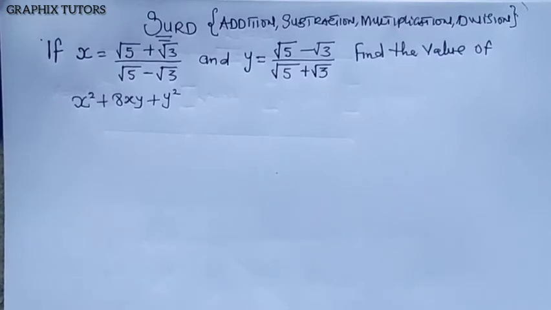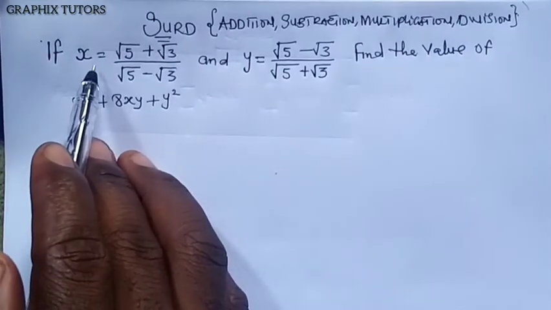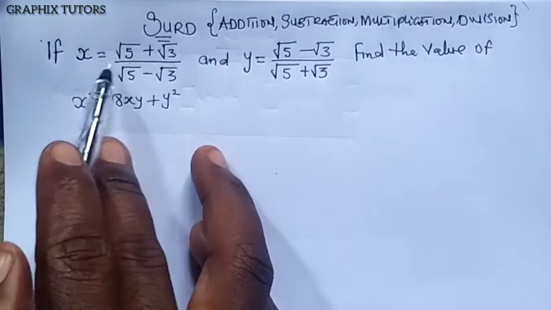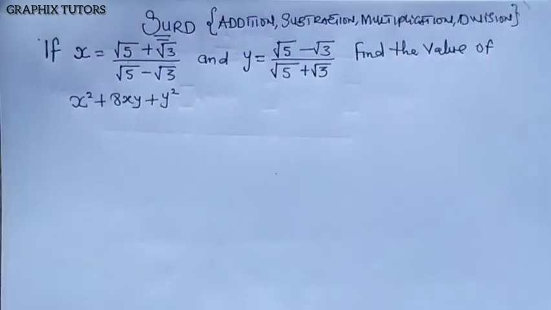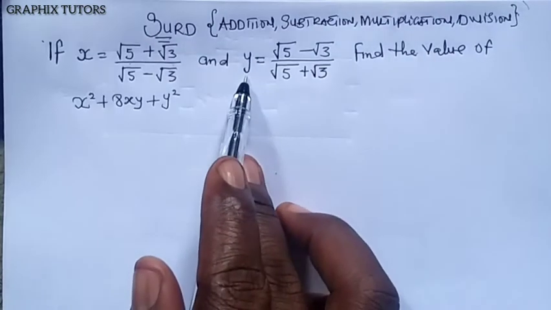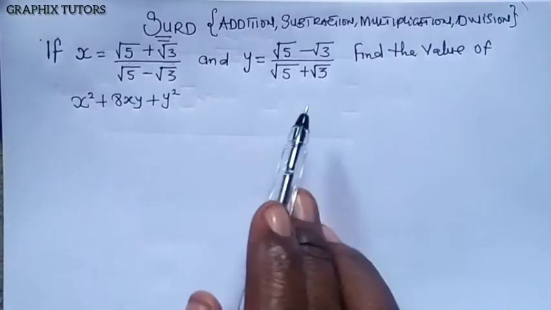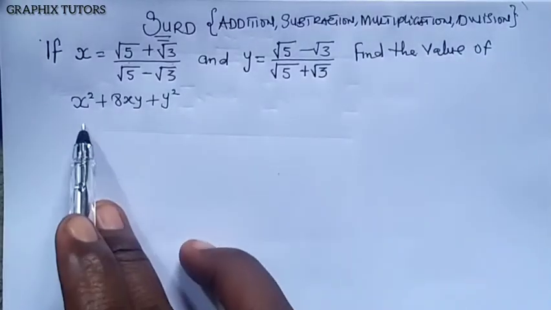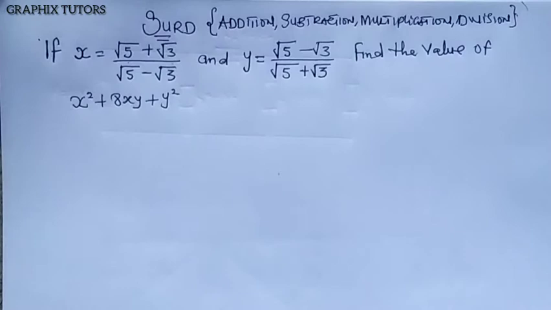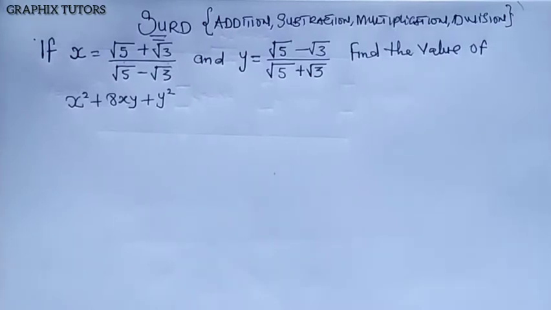Now the question goes like this. It says if x is equal to root 5 plus root 3 all over root 5 minus root 3, and y is equal to root 5 minus root 3 all over root 5 plus root 3, find the value of x squared plus 8xy plus y squared.